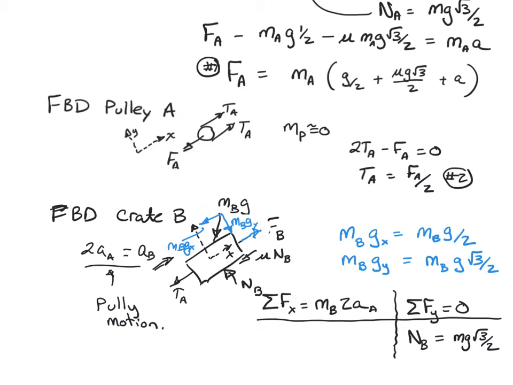So now I get to do this other side, which is a bit busy. So I'm going to have F_B pulling the B block up, minus mu N_B pulling the B block down, or slowing it down, minus the tension from rope A, minus the m_b g x, and the m_b g x is going to be m_b g over 2, and all that's equal to m_b times 2a. I'm going to roll the screen.